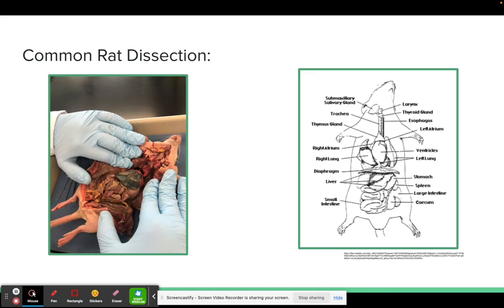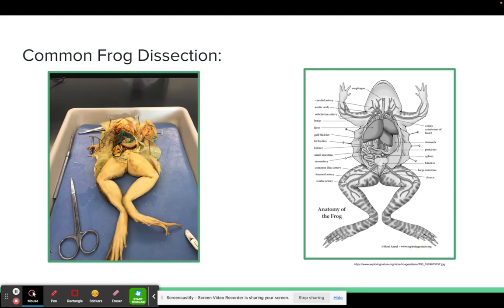This is the common rat dissection. On the left is the dissection conducted in class, and on the right, I have provided a diagram to help you understand what's going on. As you can see on the left side, it's kind of hard to tell what is what, and that's why I included a diagram. And I did the same thing for the frog. On the left is a dissection from class, and on the right is the anatomy of a frog that I found to help understand the anatomy of this frog.